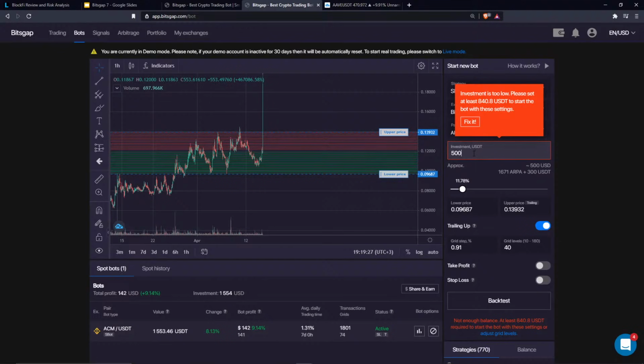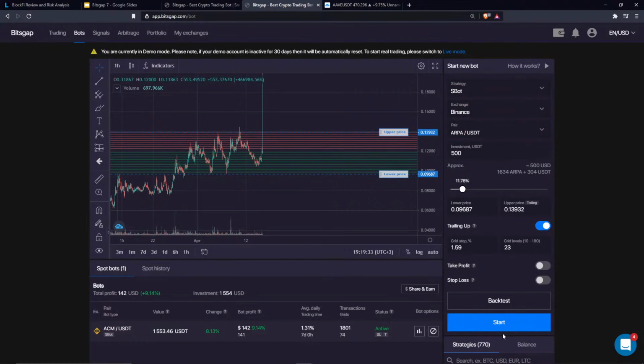And if I want to continue with 40 levels, I need to increase the investment. Or if I don't have $880, I can adjust the amount of grid levels. So that's exactly what I did. Instead of 40, now I can afford only 23 grid levels with the investment worth 500 USDT. So that's the thing that you always have to play with when it comes to the investment allocation.